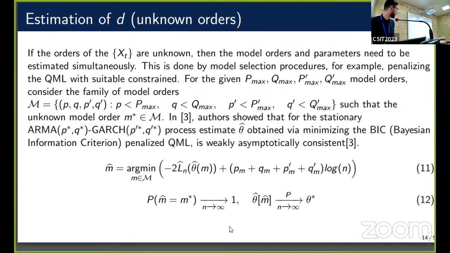If we don't know the orders of the process X_t, then we need to somehow select these orders. This is done by adding a penalty term on the quasi-log likelihood. We use the Bayesian information criterion, and it's proven that if we minimize it over M, the set of candidate models, and the true model is in the candidate set, then we have weak convergence. So the estimated parameters are weakly consistent.